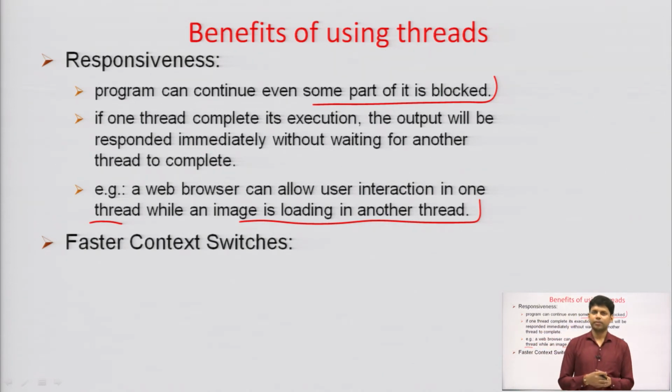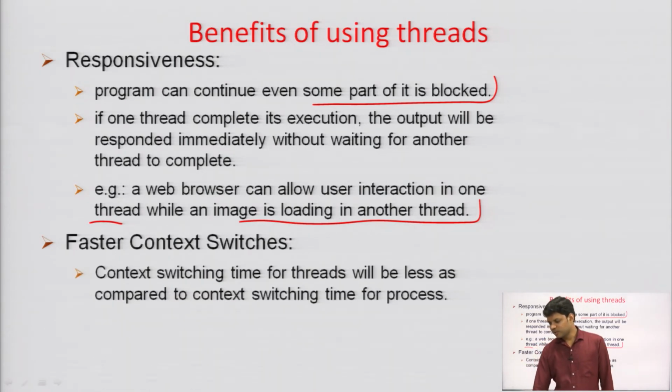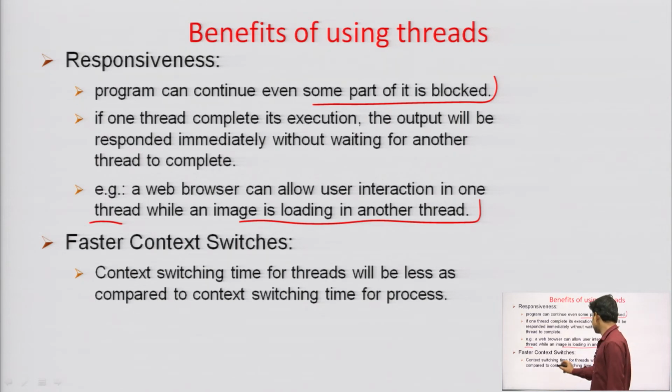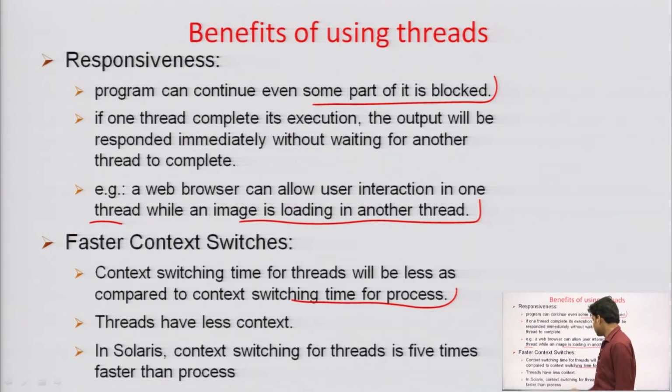So what are the other benefits? It provides faster context switching. How does it provide faster context switching? Because the context size of a thread is very small compared to the context size of a process. Context switching time for threads will be less than for processes because the context size is less. In Solaris, context switching for threads is 5 times faster than for processes. Solaris is an operating system.